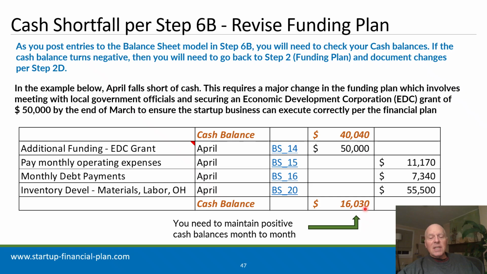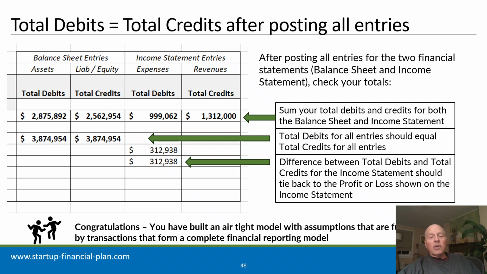And this is the tedious part, where we nail down the airtight model for the funding plan and the balance sheet. The balance sheet is the critical, tedious part of developing this. But the good news is once we get to the end, we check to see that all the debits and credits come across the two financial statements.